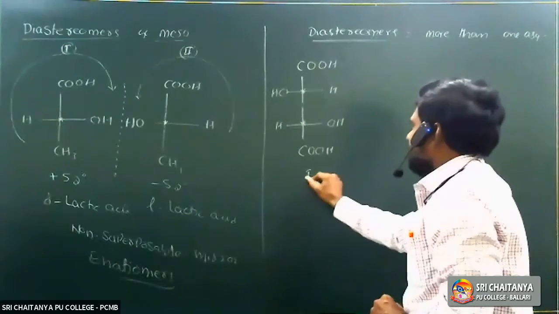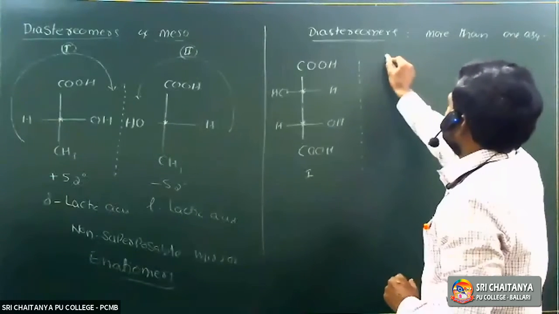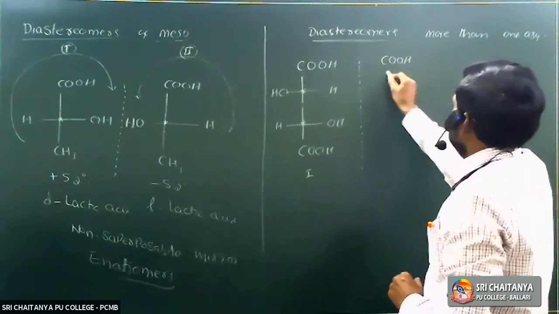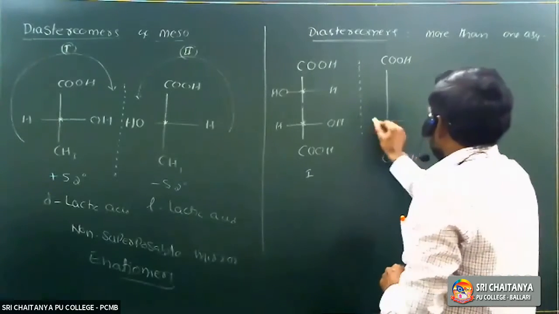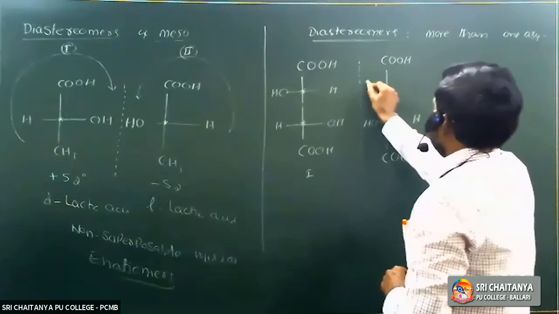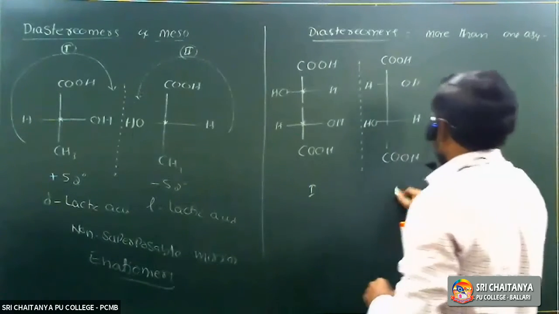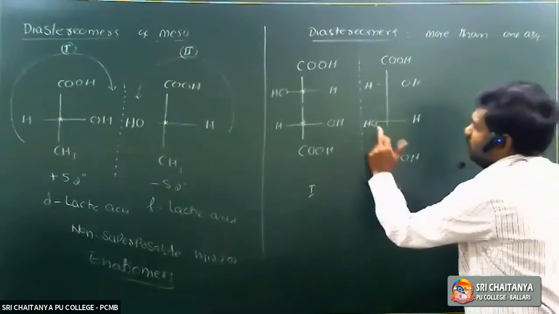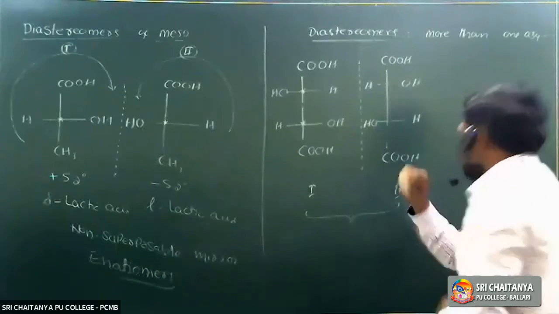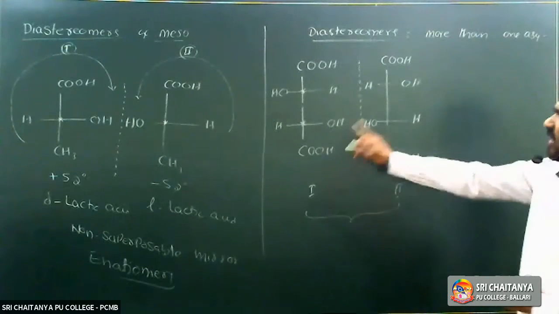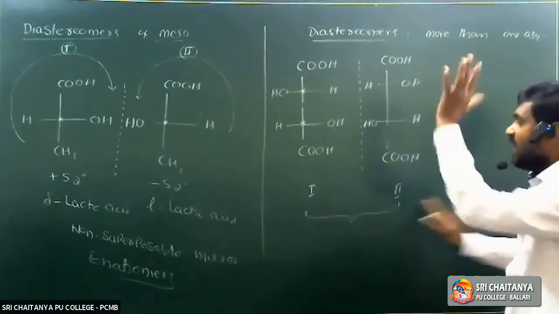This is the first compound. Next, the second compound: take its mirror image. So it is COOH, COOH, OH, H, H, OH. This is the second compound. These two are mirror images. Hence, 1 and 2 are enantiomers, because these two are mirror images and non-superimposable. Hence, these are called enantiomers.